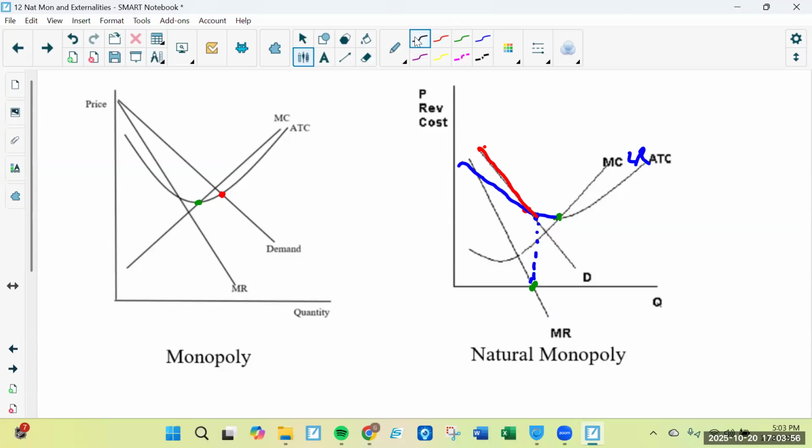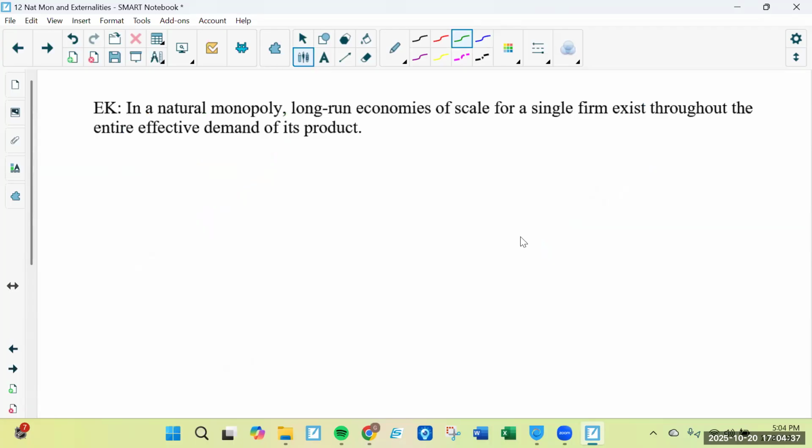Over here on the left, the monopoly, the effective range of the demand curve is from here all the way down to here. And notice that what you've got is economies of scale to a point, and then you start to get diseconomies of scale in this range of the demand curve. That's a monopoly. In a natural monopoly, in the entire effective range, this entire red area, you've got the long-run average total cost curve going down, which means you're getting economies of scale. So if they were to ask on the AP exam, how do you know it's a natural monopoly?